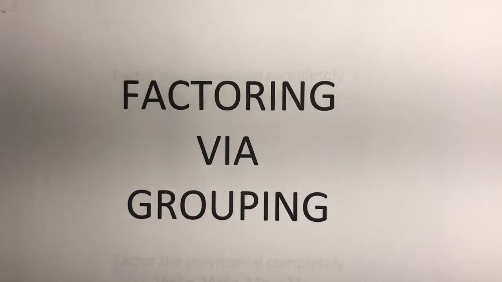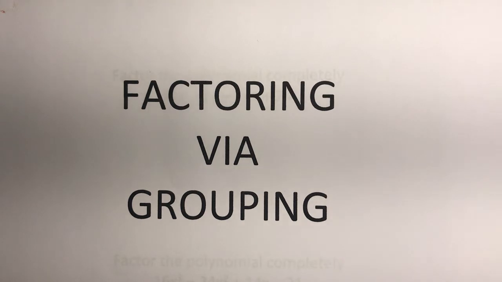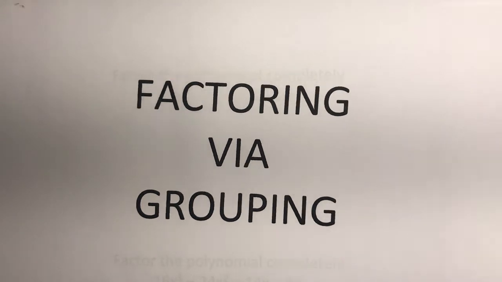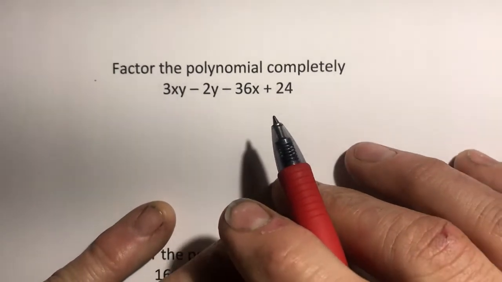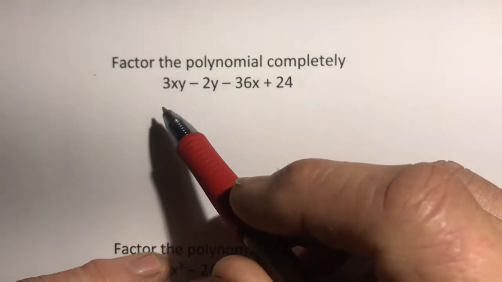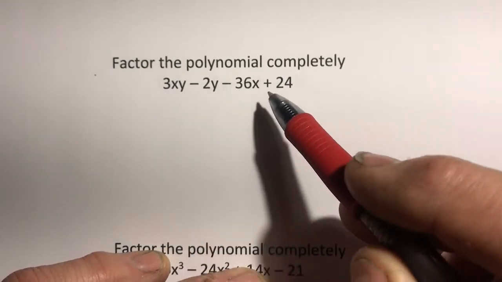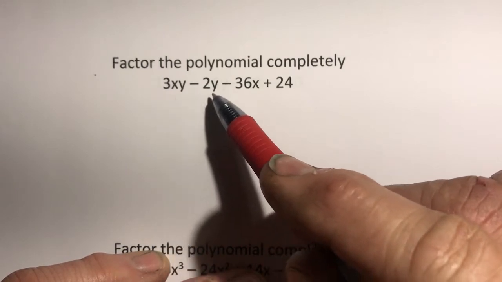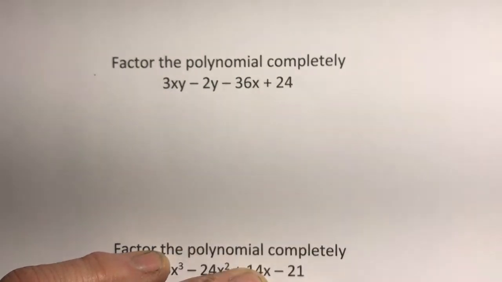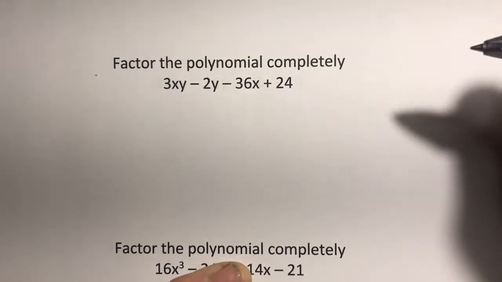All right, we're looking at factoring by grouping today. Now here's what we've got. We want to factor this polynomial completely. If you look, there are 4 terms, and there's not really descending order as far as one variable, and we actually have 2 variables, an x and a y. So we're going to do this by grouping.